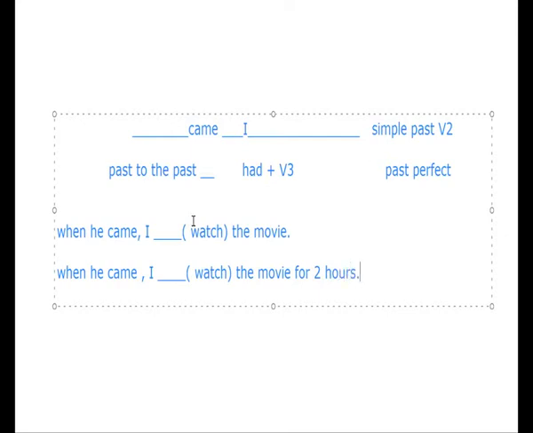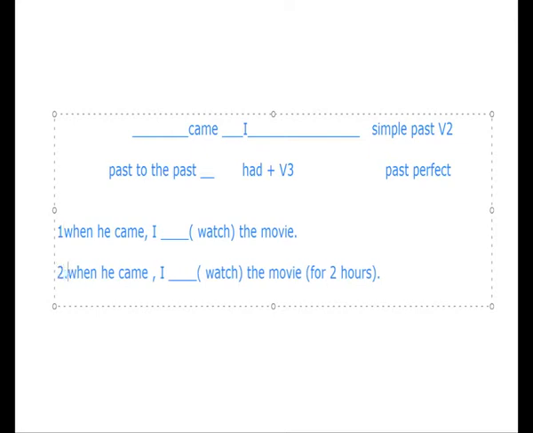Can you see the difference between these two sentences, guys? The difference is this. Suppose if I ask you, where is the time in the first sentence? So when he came is the time. Now, where is the time in the second sentence? When he came, and also for 2 hours. Guys, remember, this is called duration, length of the time.